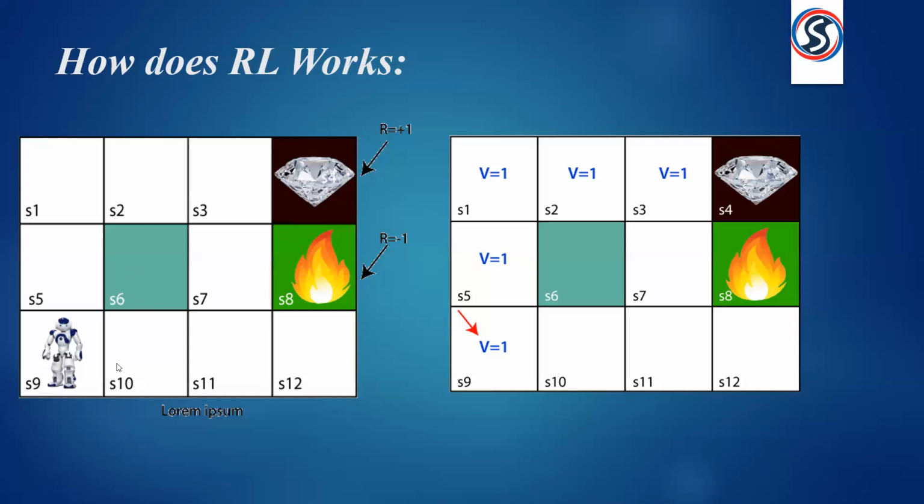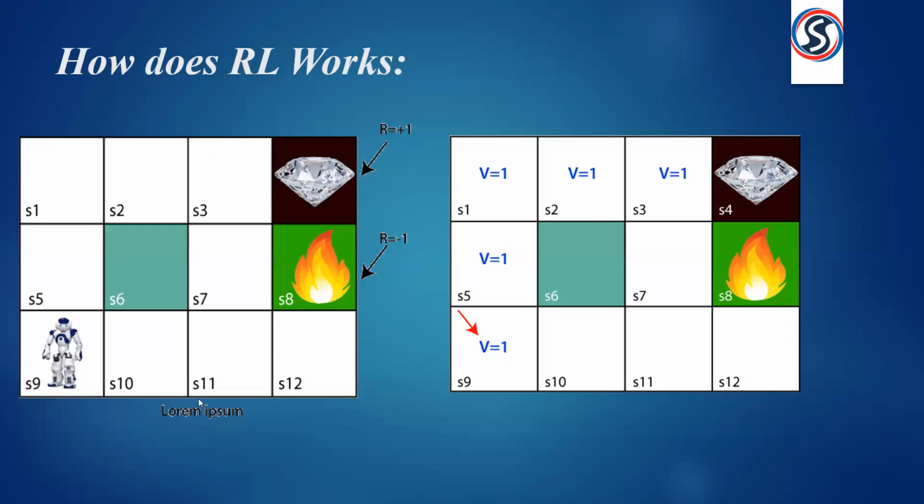So obviously, the agent will take the diamond. In which way will it go? Which path will it take? Here the agent can't cross the S6 block. This block is highlighted, so the agent cannot cross it. Suppose this is a solid wall. If the agent reaches the S4 block, then he will get the positive reward. If it reaches the fire pit, then what happens? It will get a -1 reward point.